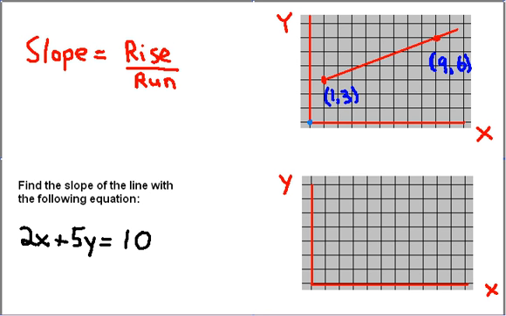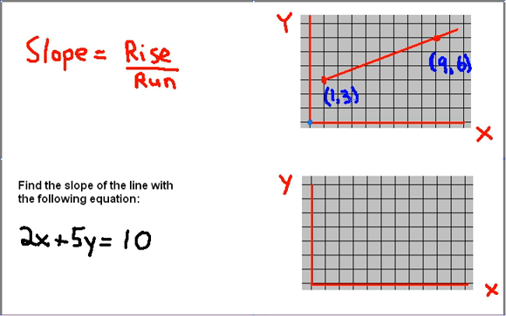Now, the question is, between these 2 points on this line, what's the slope? Let's do rise over run. We start here. Our rise is how far up or down we go on the y-axis. So we're going to look at the rise first.